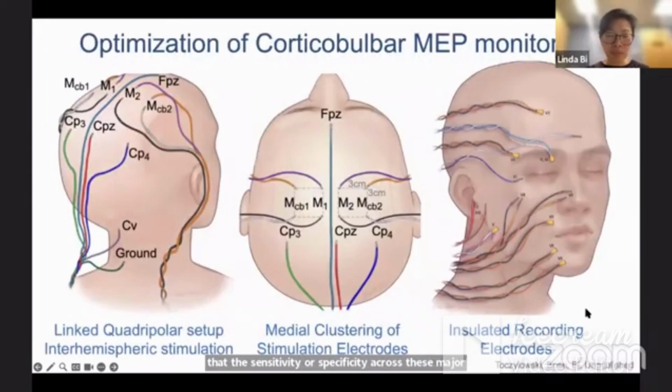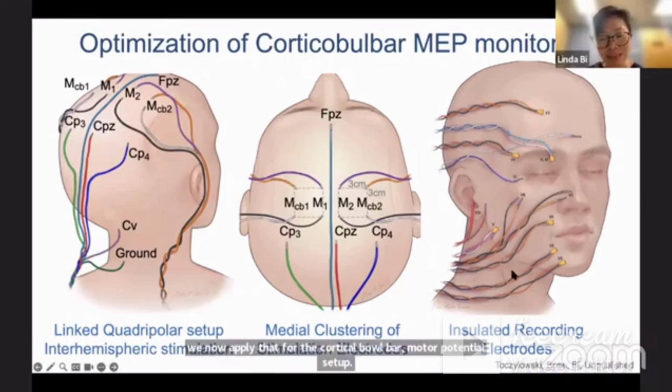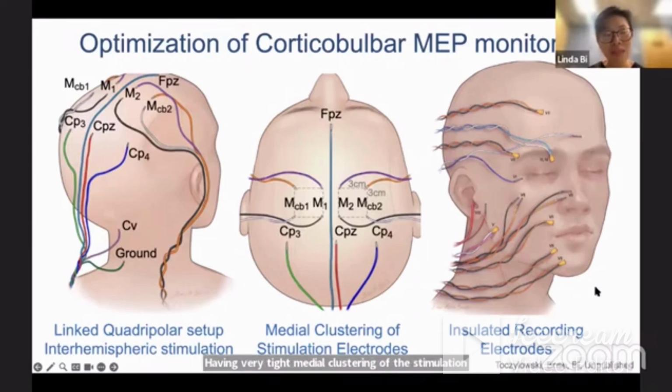For us in our team, we spent the last 5 years optimizing corticobulbar motor evoked potentials for our uses, and really have derived the most consistent, I would say almost perfect consistency, results with a combination of these 3 strategies: using an interhemispheric stimulation with a linked quadrupolar setup, most commonly used for motor evoked potentials, but we now apply that for the corticobulbar motor evoked potential setup; having very tight medial clustering of the stimulation electrodes; and critically using insulated recording electrodes. Having these 3 things together gives us really a dramatic improvement in the monitoring responses.